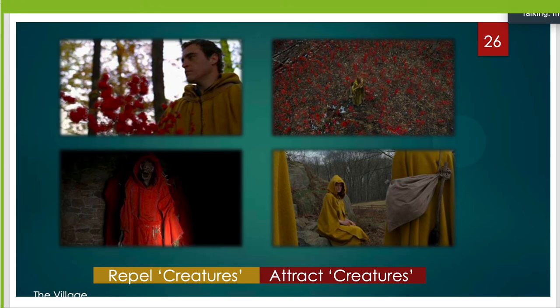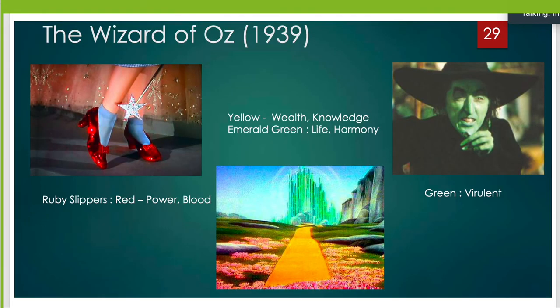And then whenever we see this putrid yellow, we see this sort of almost like a protective veneer. Wizard of Oz, right? We can associate the ruby slippers with power and, of course, blood, death. The yellow brick road is associated with wealth and knowledge, and of course the emerald green, life and harmony. And then the particular putrid green that's used for the witch is virulent, right?